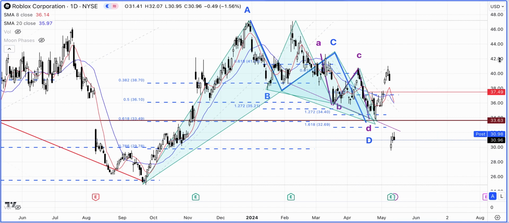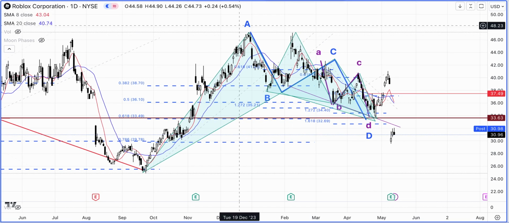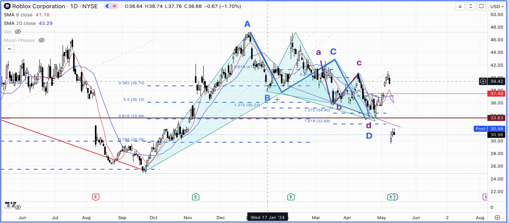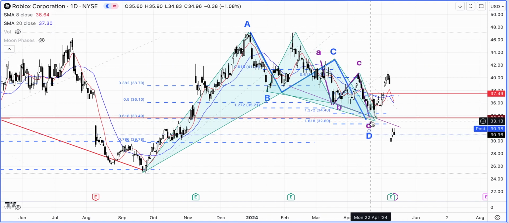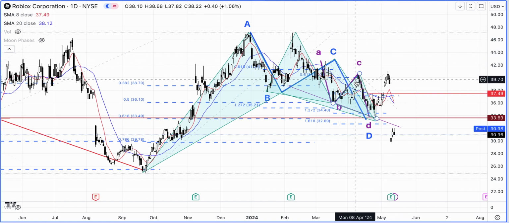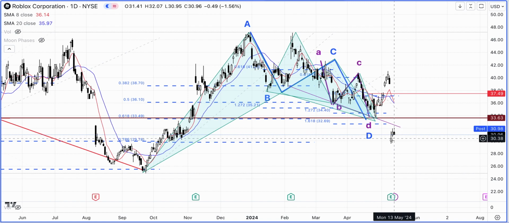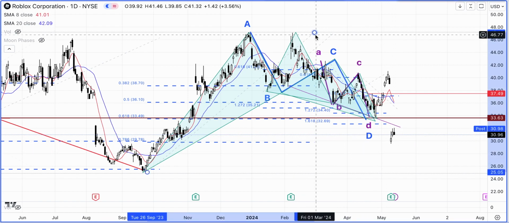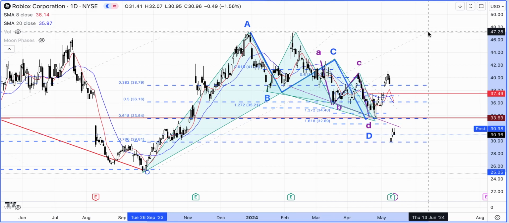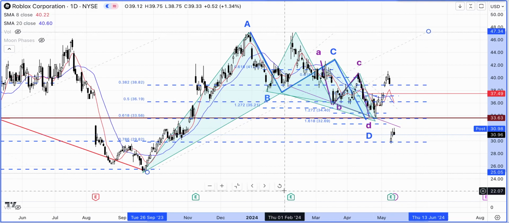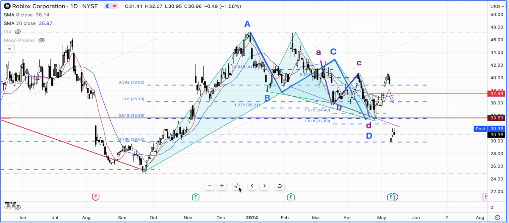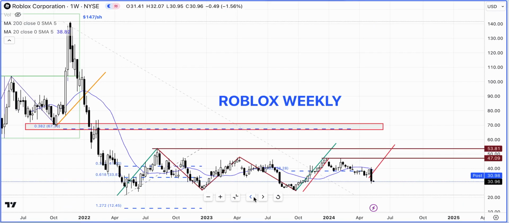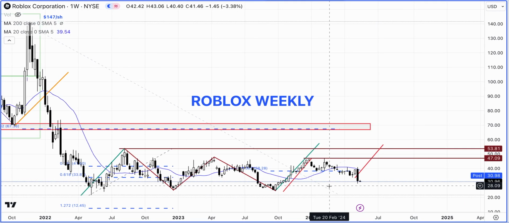Roblox also disappointed us. We were watching for this pattern formation here, which looked like it was providing good support, and then it actually went a little bit higher than this swing, and then the earnings came out, and boom, it's just gone lower, right to the 78.6% retracement. So this stock is in a big trading range. Let's just go back and see this on the weekly chart.